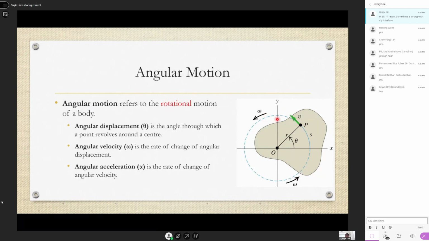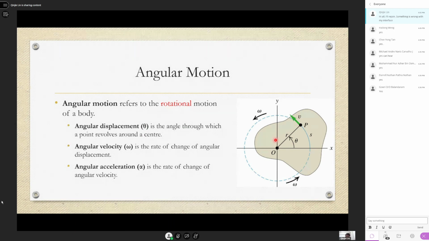Remember, so far we've been covering linear motion. That means you are moving along straight lines, or projectile motion. Now we are rotating about some fixed axis. So for angular motion, we have angular displacement, theta, which is the angle through which a point revolves around a center. So if you rotate, this theta here is our angular displacement.